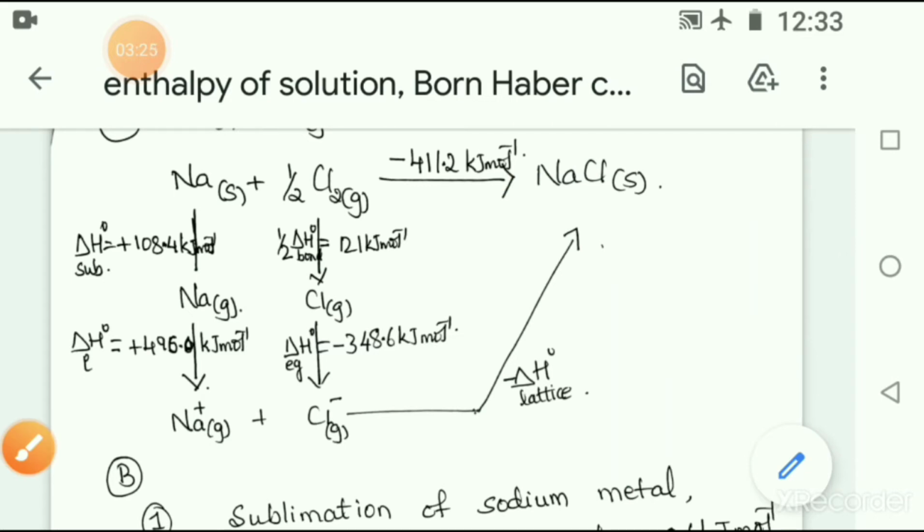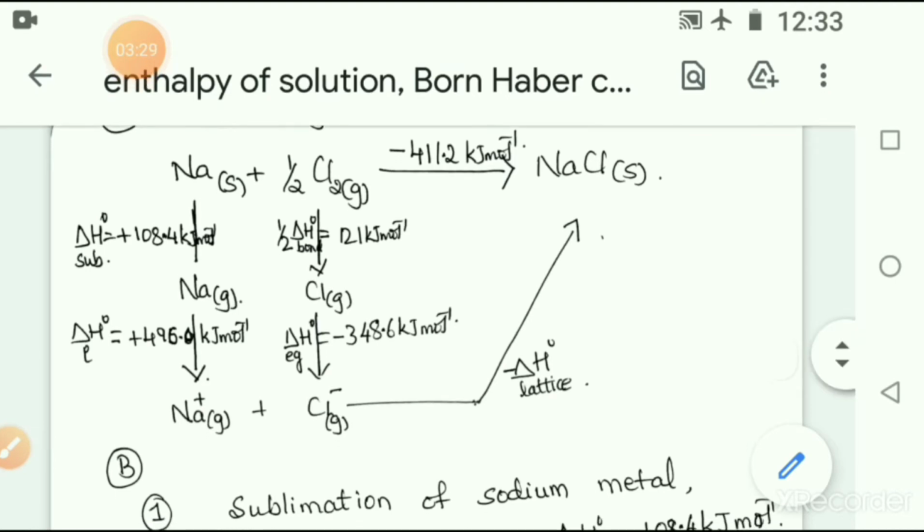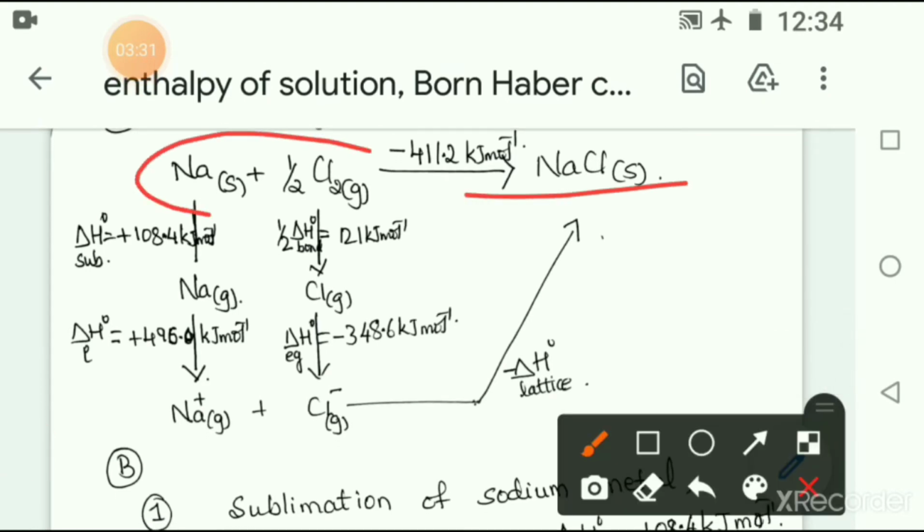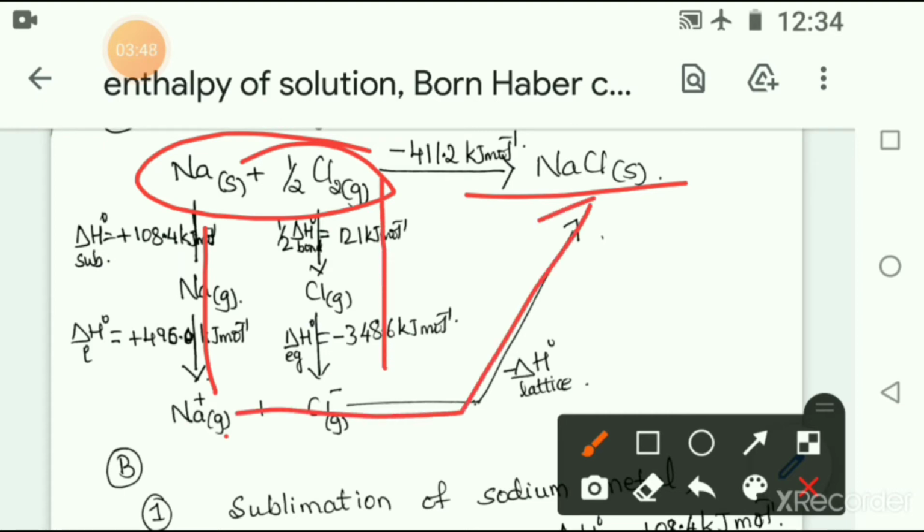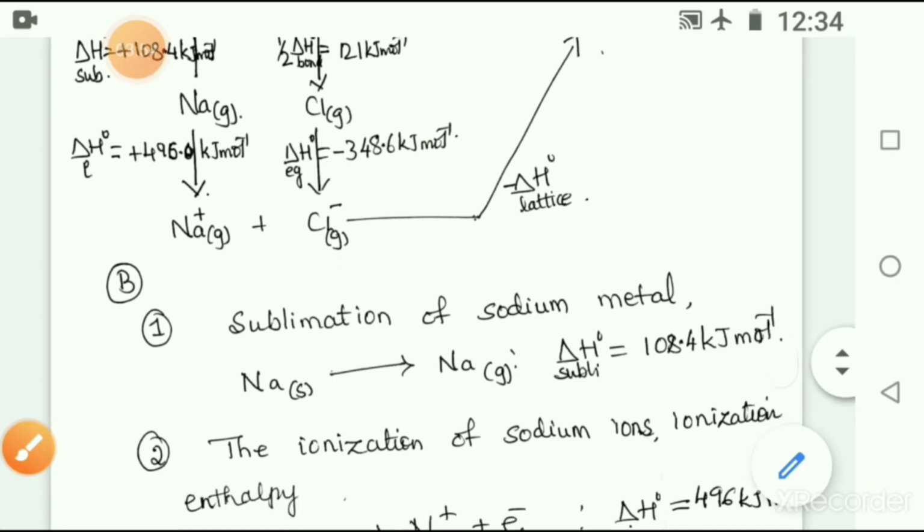So we will apply Hess's law. Sodium chloride is obtained by the direct method, that is, sodium and chlorine gas combine to form sodium chloride. This is one route, and the second route is sodium to sodium ion in the gaseous state, chlorine gas to chloride ion in the gaseous state, and both of them combine to form sodium chloride. Energy changes must be one and the same. So that is what we will see now.